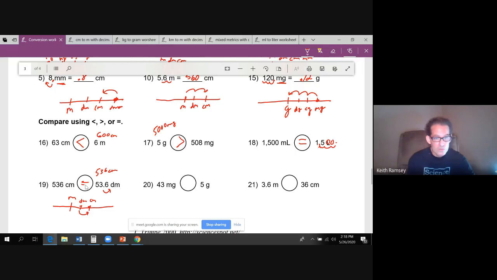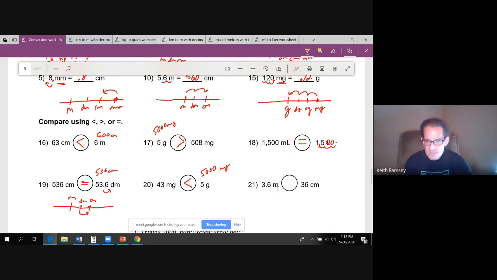This is equal to. Let's look at 43 milligrams to 5 grams. I know there's 1,000 milligrams in a gram. So if I convert this, this would be 5,000 milligrams, which is a lot more than 43 milligrams. So 5 grams is definitely more.